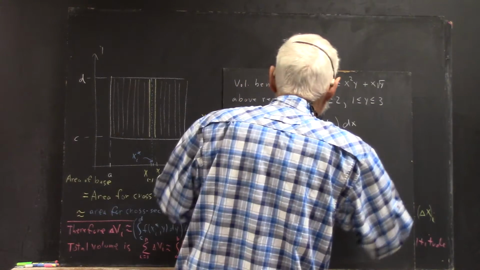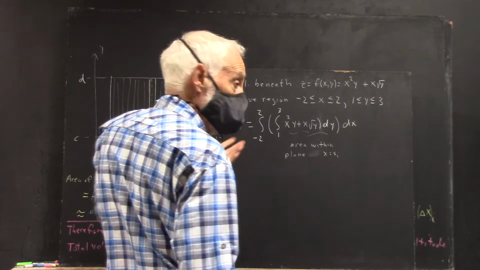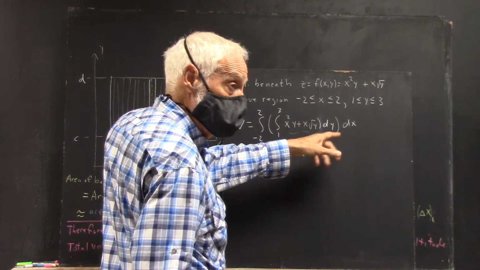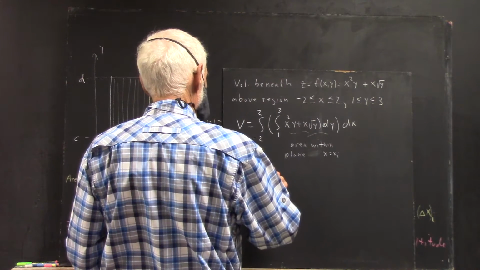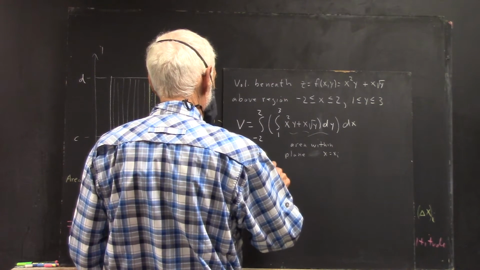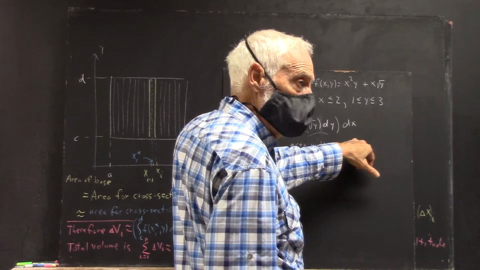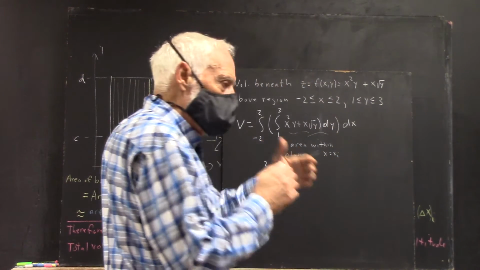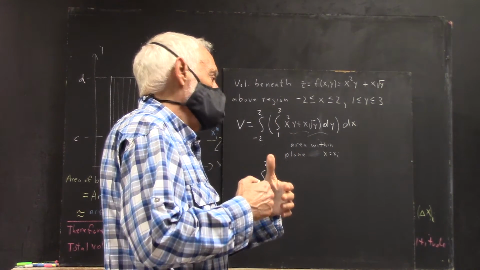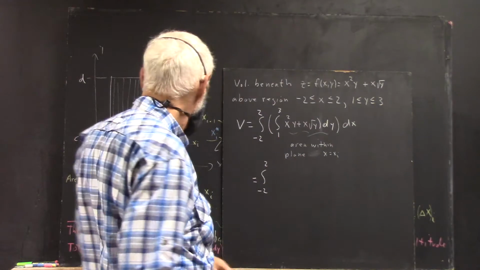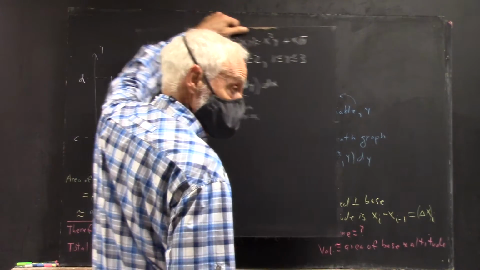So I don't want to notate anymore, but think of this as being the area within the plane x equals xi, even though we don't have an xi here. We just have a plain old x. And we're integrating that area then with respect to x, meaning we're summing up the products of the areas with delta x's, which are volumes of these things. Okay?